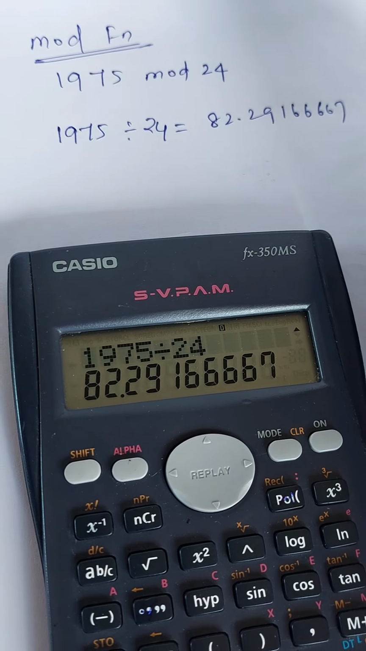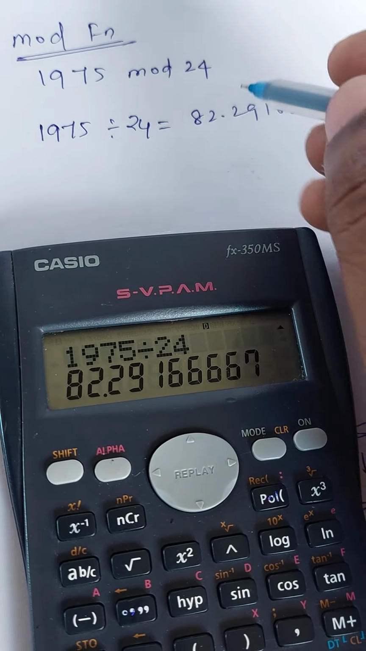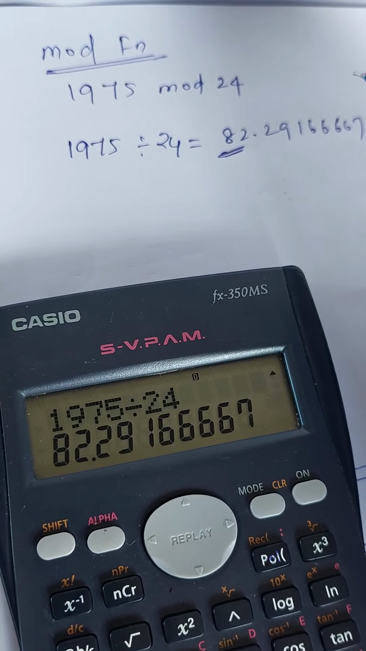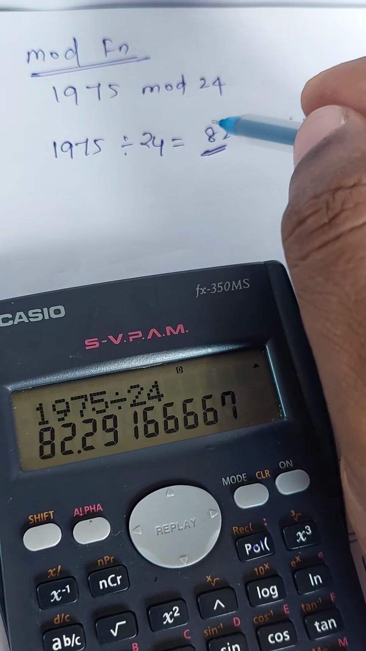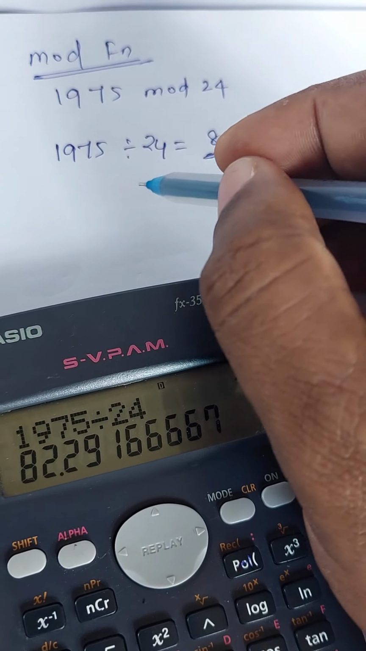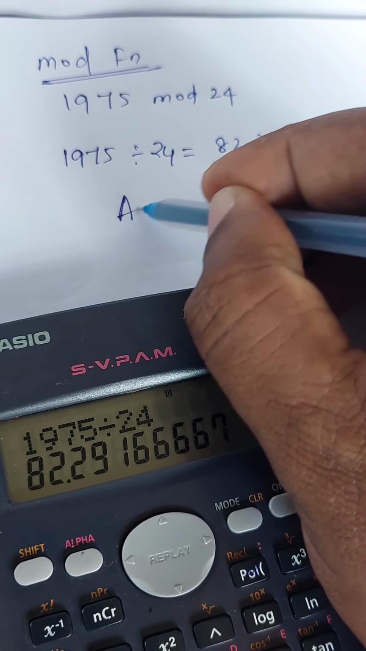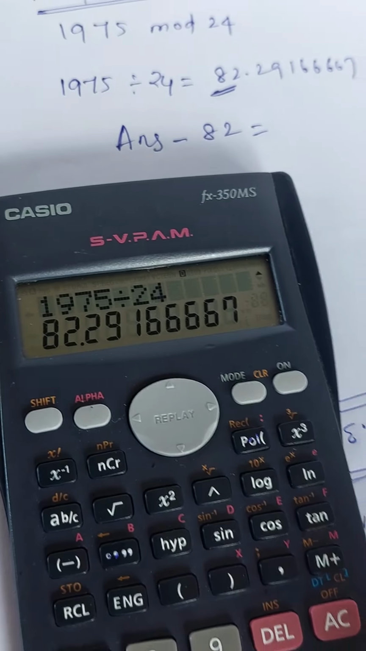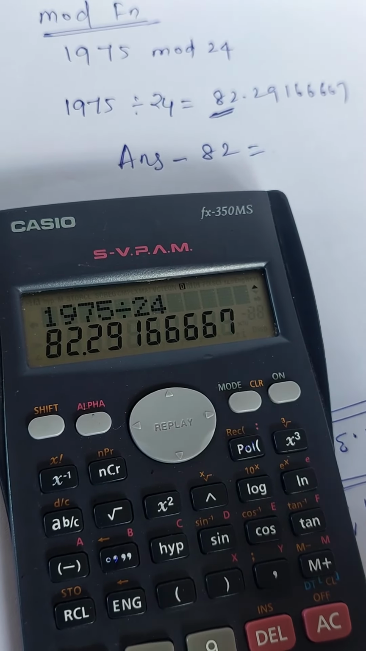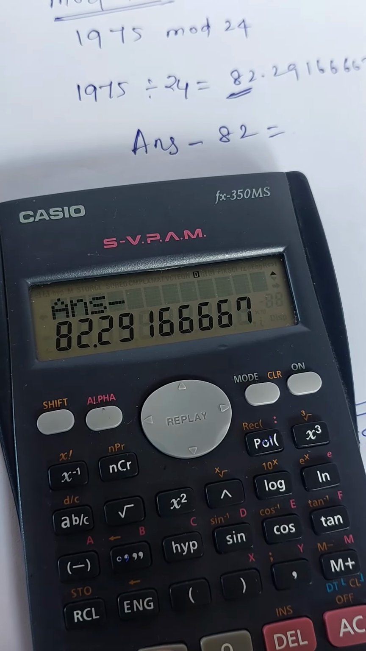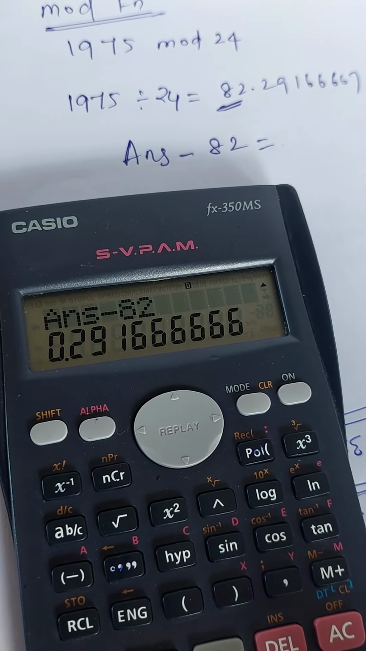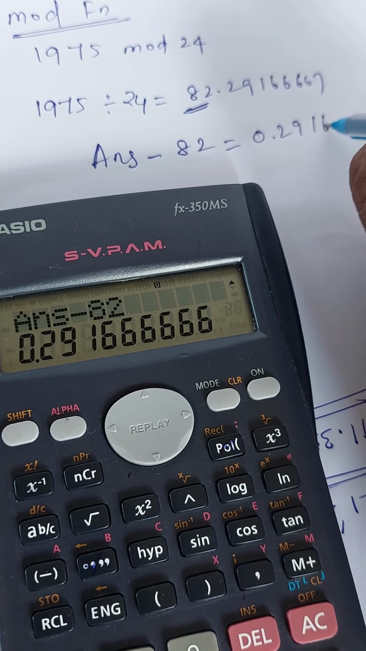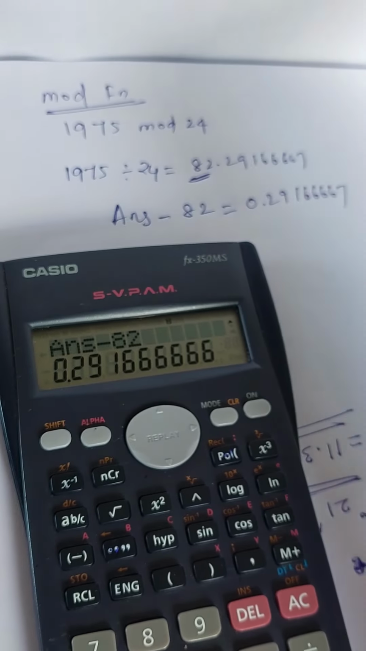Now what you have to do is, in this number, that is this answer, we have to subtract the magnitude part as the real part. So answer minus 82 will give, so minus 82. So what you are getting? 0.2916667, right?